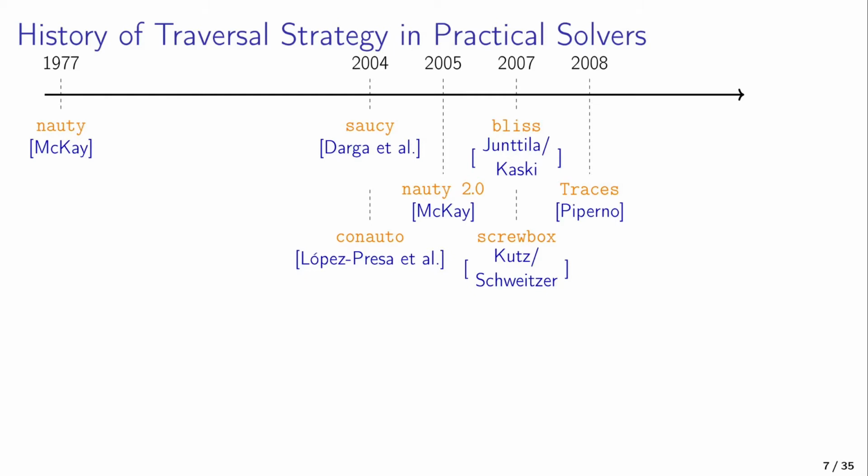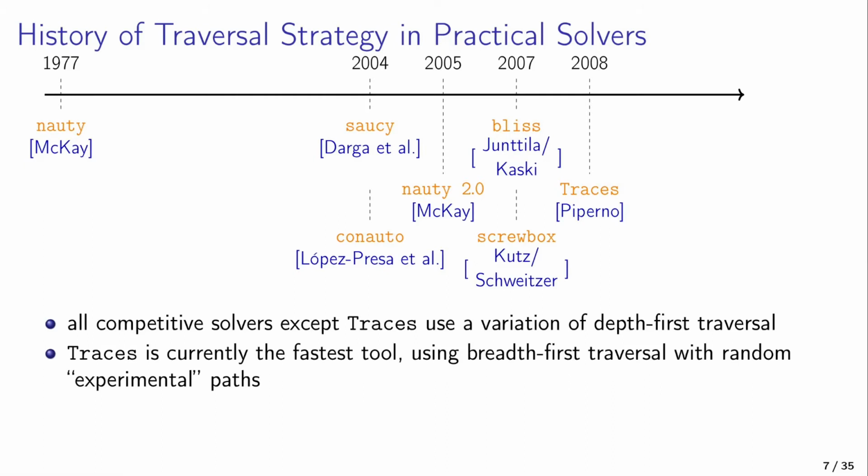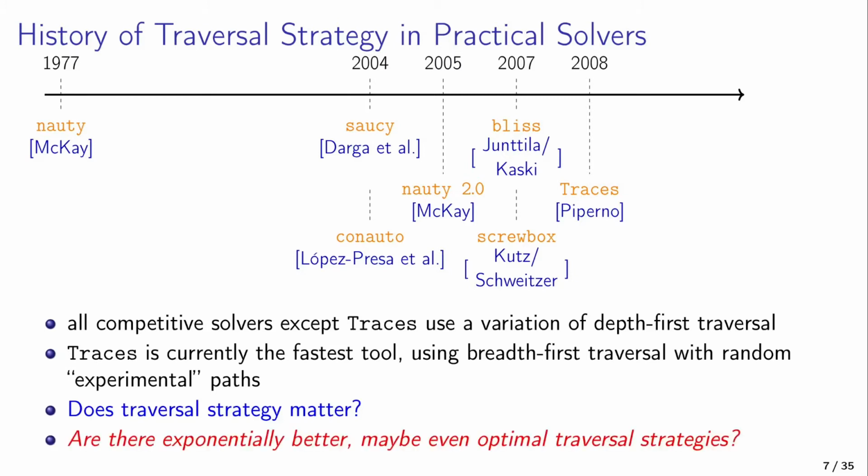The first individualization refinement solver, which was Nauty by Brendan McKay, was based on a depth-first traversal of IR trees, and this is actually mostly true for all competitive solvers up until Traces by Adolfo Piperno, which was released in 2008. Now, the interesting aspect is that Traces is currently the fastest tool, using a counterintuitive intermixed breadth-first traversal and random traversal of the tree. This of course raises the question: is that the reason why Traces is fast? Does traversal strategy actually matter? And can we come up with an even better, maybe even optimal traversal strategy?